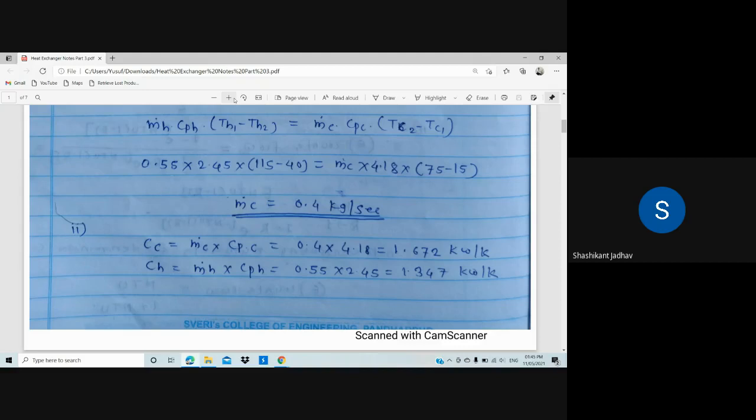Okay. So for the calculation of Cc, write down that equation m dot c into Cpc. So m dot c is nothing but 0.4 and Cp of water is nothing but 4.18. Okay, so first of all calculate the value of Cc and then we have to calculate the value of Ch.